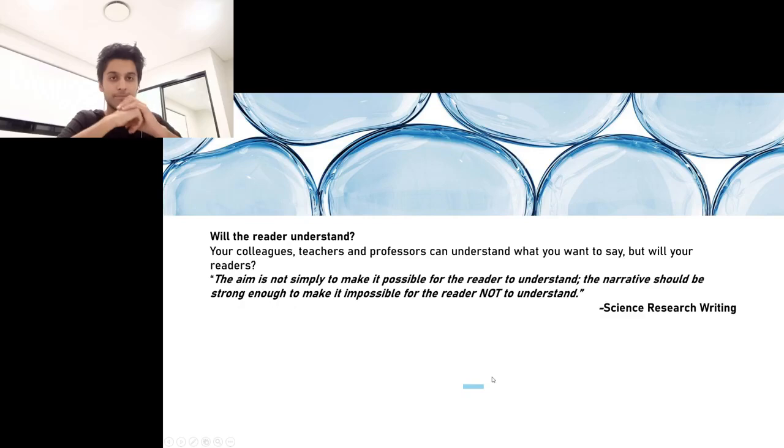Next, okay. Will the reader understand? Your college teachers and professors and everyone that you work with, like everyone in your group, will understand what you want to say. But here's the thing, the reader will not, because if you jump straight into the specifics, they're going to feel very isolated.